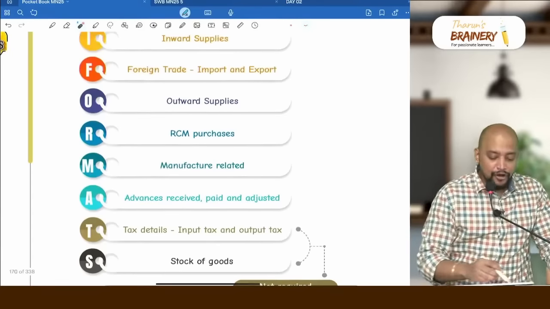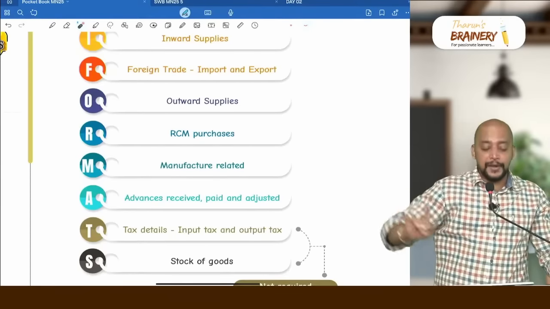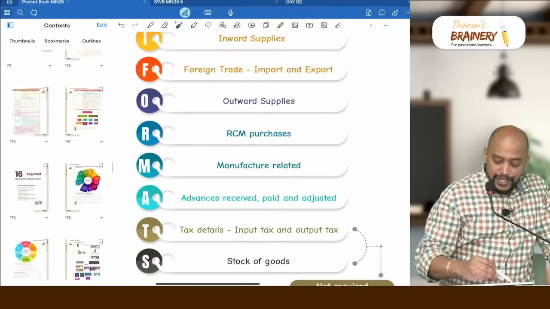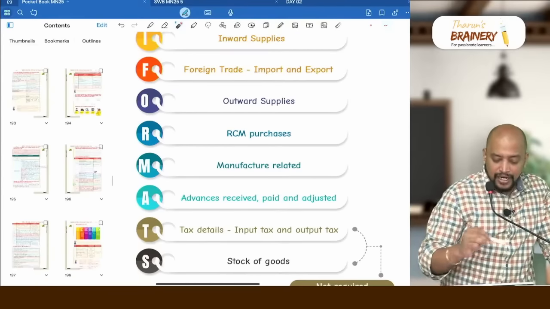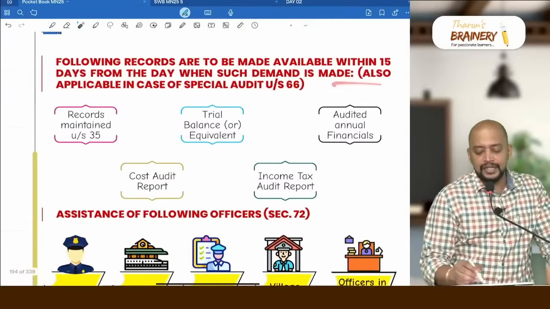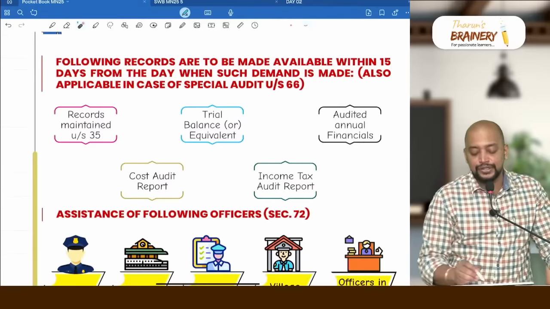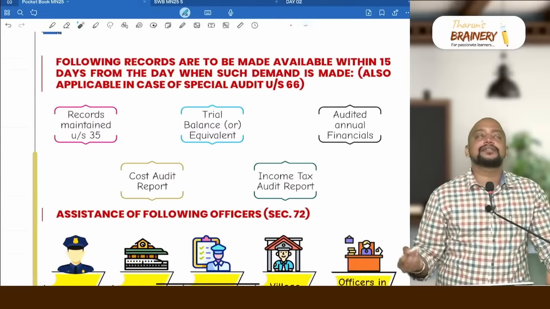This is about the I-FORMAT. These are the list of accounts and records which we need to maintain. Okay, and these accounts and records will be produced before the officer who is coming for access to business premises, also to the auditor who is coming under section 66, CA/CMA who is doing special audit. So records under section 35. Maybe this can be asked as a theory question.